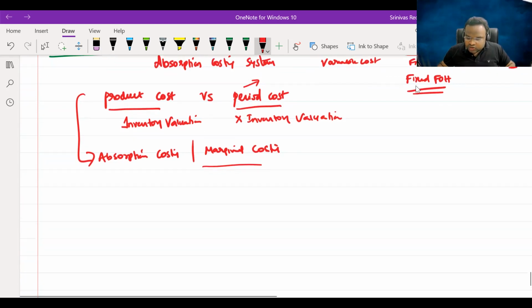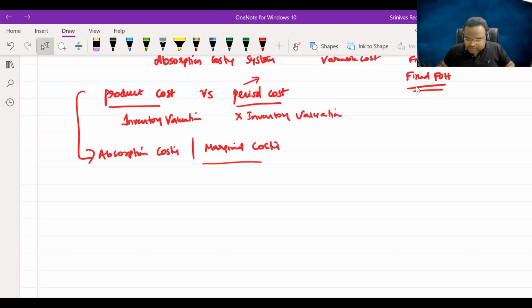Okay. Now, the major difference between absorption costing and marginal costing is the treatment of product cost and period cost. I will not repeat this topic in marginal costing again because you need to learn it here and apply it directly in the marginal costing chapter. What is meant by product cost, sir? Those costs which are considered for inventory valuation are called product cost, and those costs which are not considered for inventory valuation are called period cost.